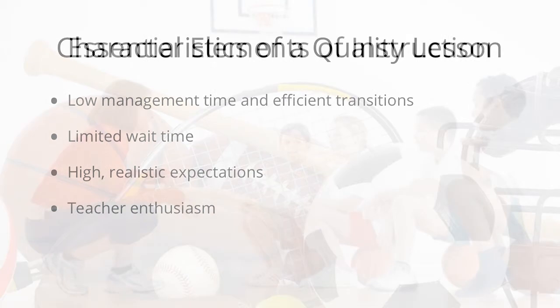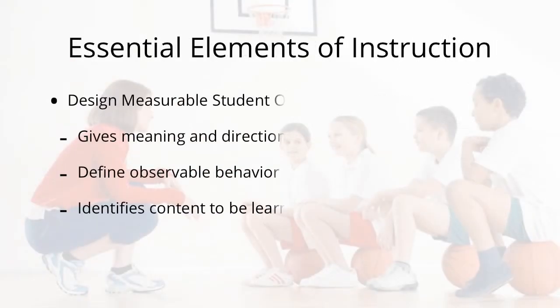Now, within the essential elements of instruction, there's also well-developed, well-designed and measurable student outcomes. And these are the things that you expect the student to be able to do. The outcomes are what gives meaning and direction to your lesson and to your instruction, because they clearly identify what the expectations of the students are. They define the behavior for the participation, and they identify the content that should be learned.